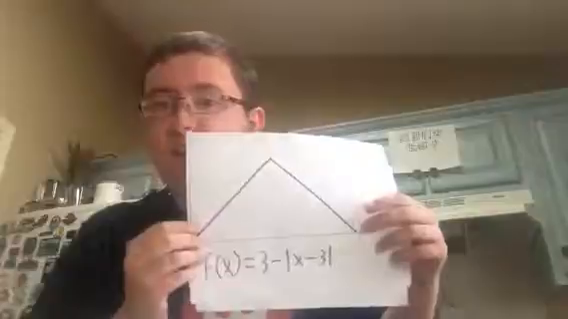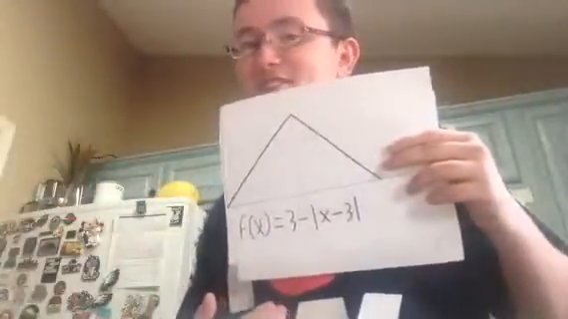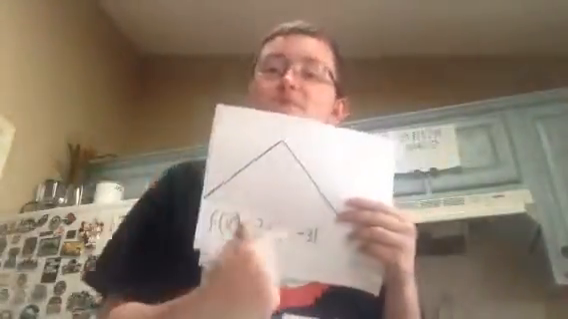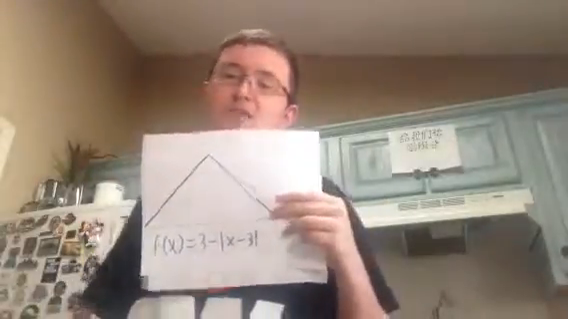So, for our cross-sections project, my group and I, which consists of me, Austin Krigbaum, and Joshua Mallon, used this baby, which is f of x equals 3 minus the absolute value of x minus 3. And as you can see by the graph, it's just an absolute value function reflected over the x-axis and then shifted up 3 units and right 3 units. And it's pretty cool, if I do say so myself.